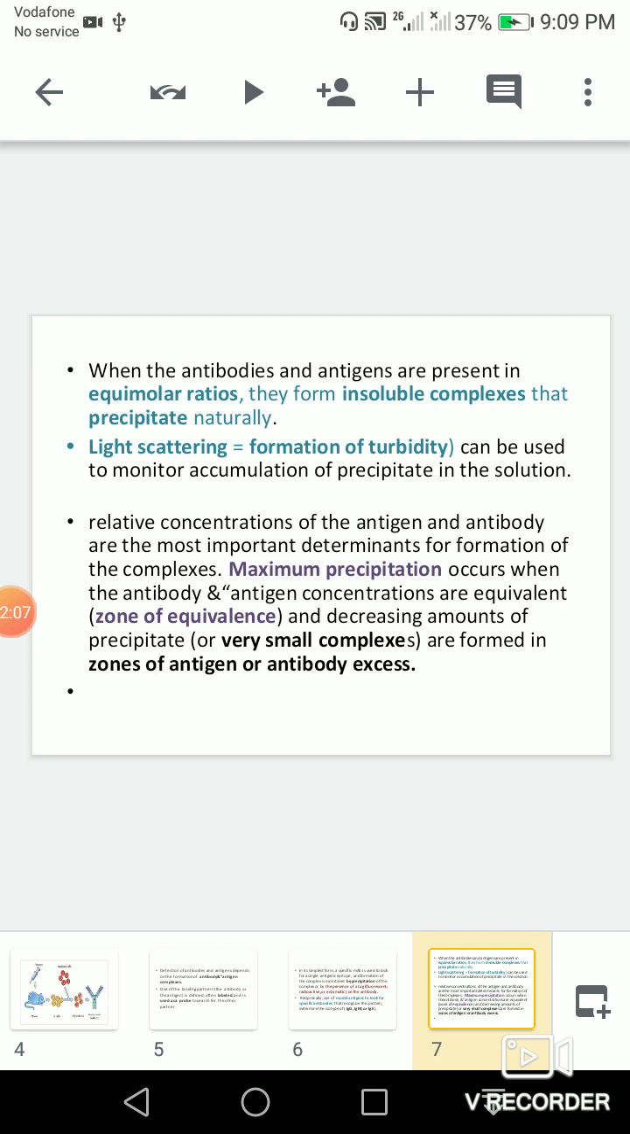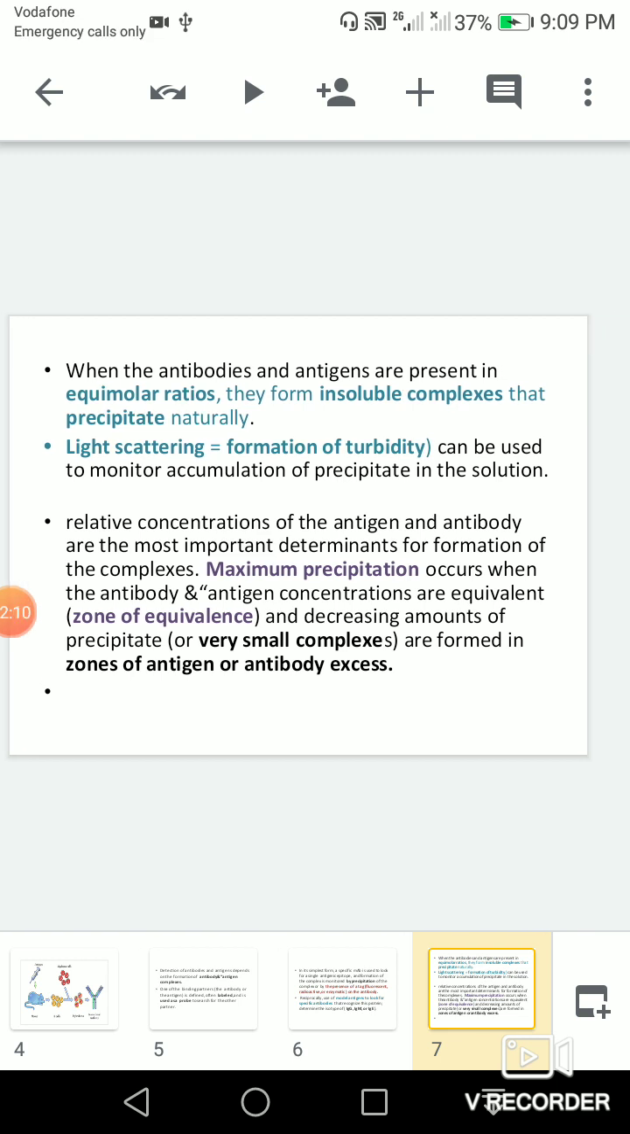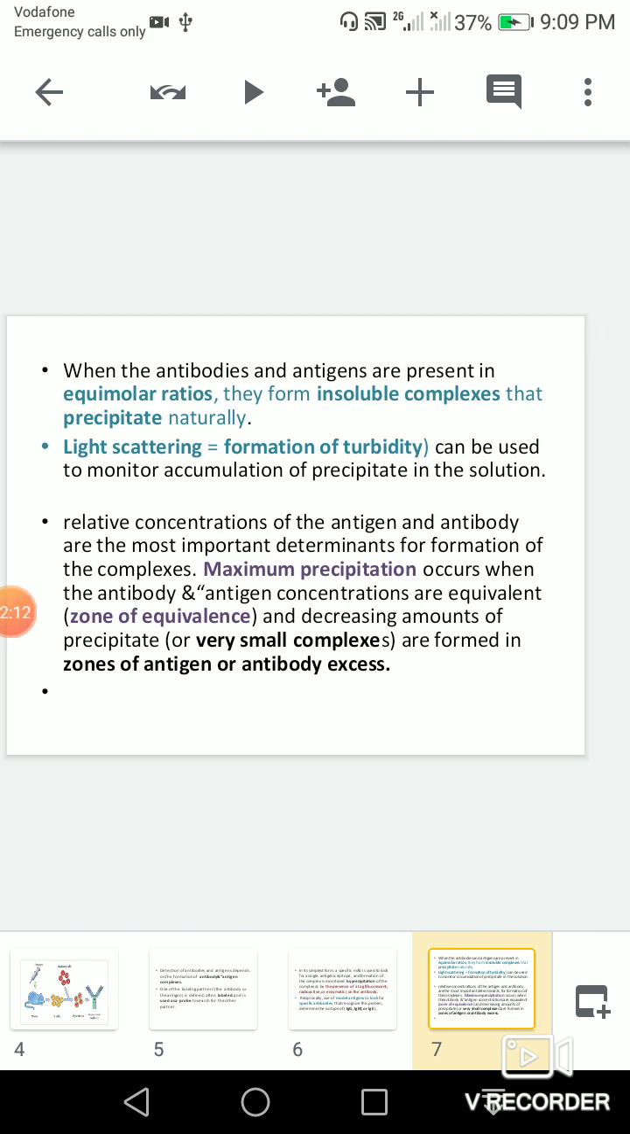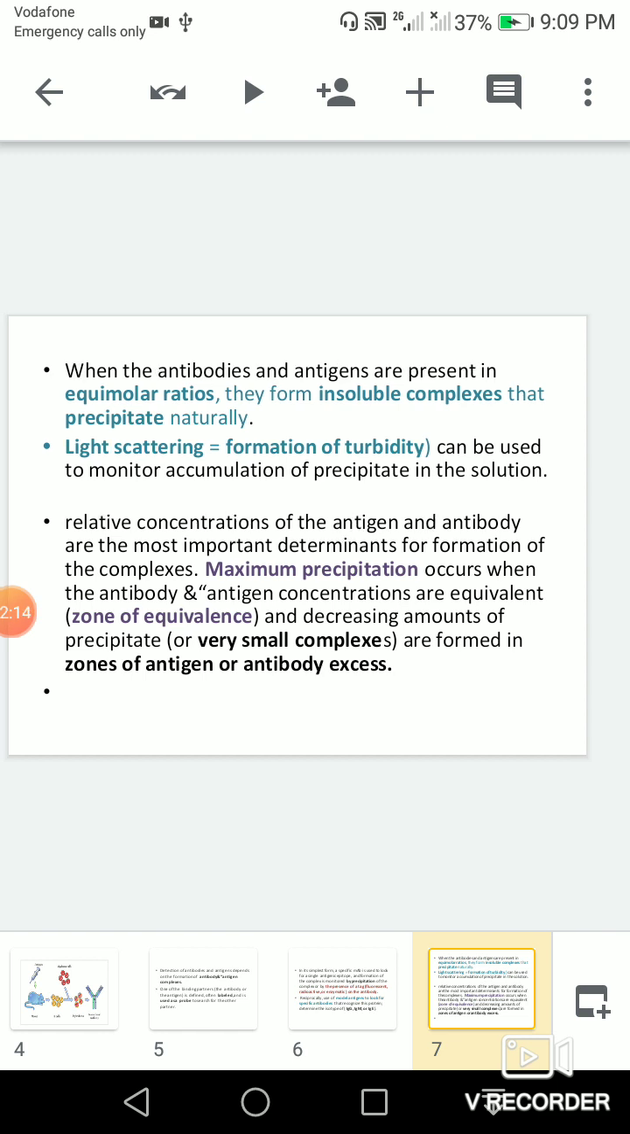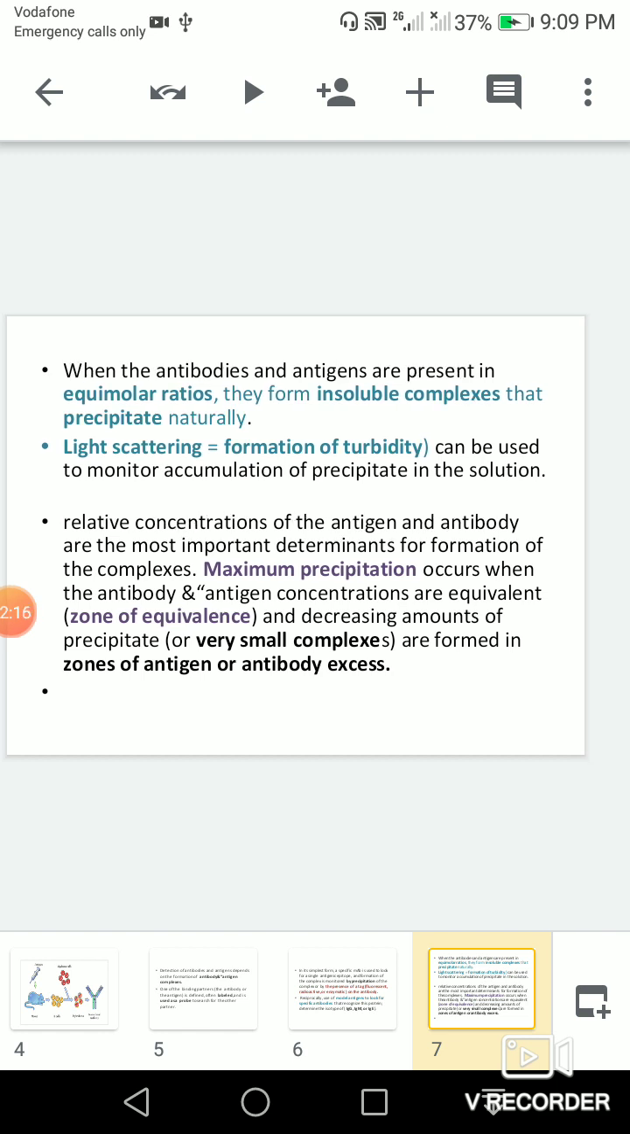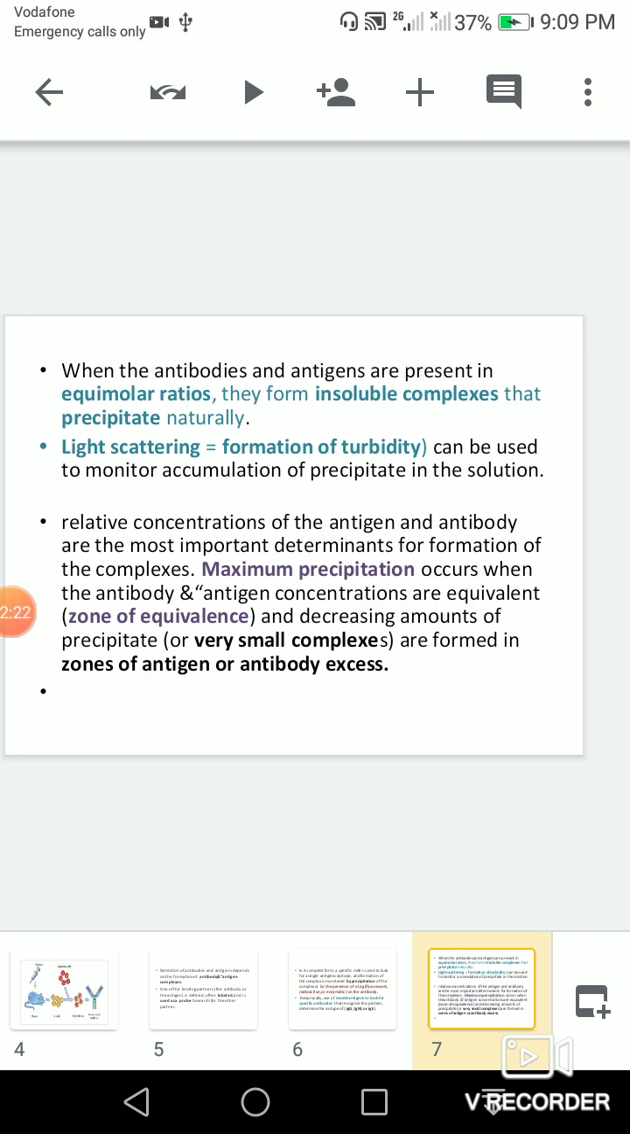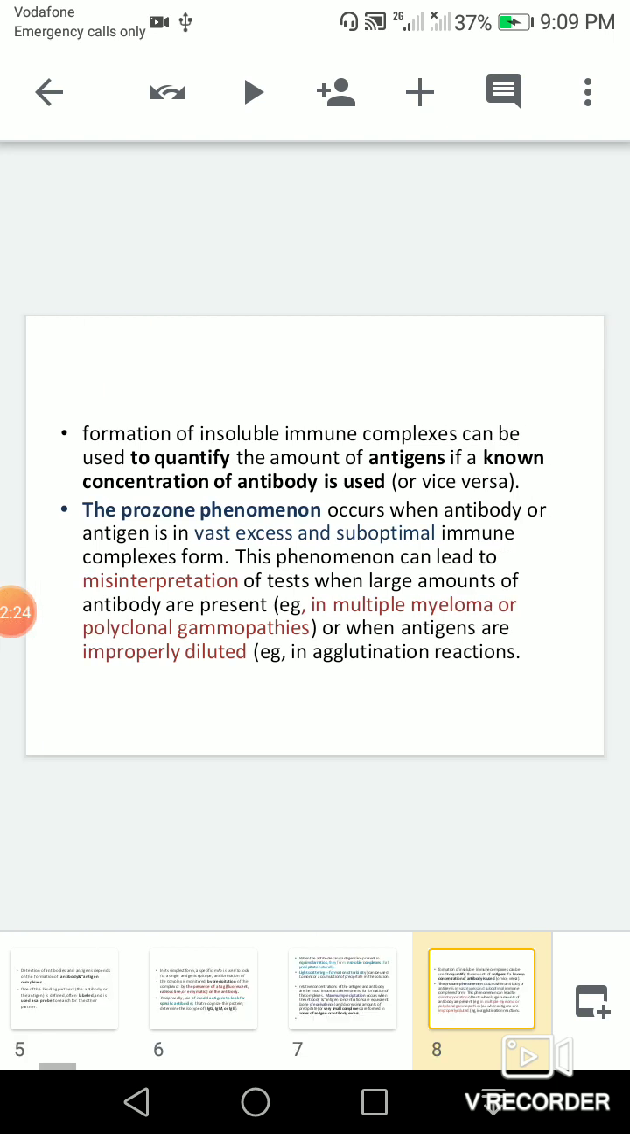Also, relative concentrations of the antigen and antibody are the most important determinant for the formation of the complexes. Maximum precipitation occurs when the antibody and antigen concentrations are equivalent, in the zone of equivalence, and decreasing amounts of precipitation of very small complexes are formed in the zone of antigen or antibody excess. In this, we will show a figure in a few slides later. Formation of these insoluble complexes can be used to quantify the amount of antigen if a known concentration of antibody is used, and vice versa.